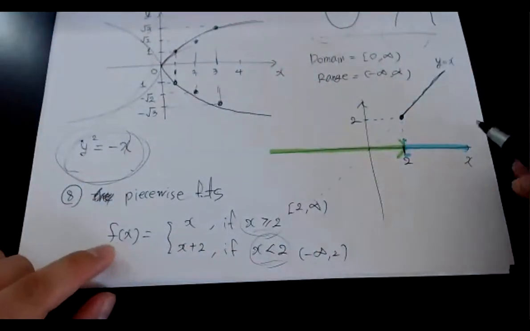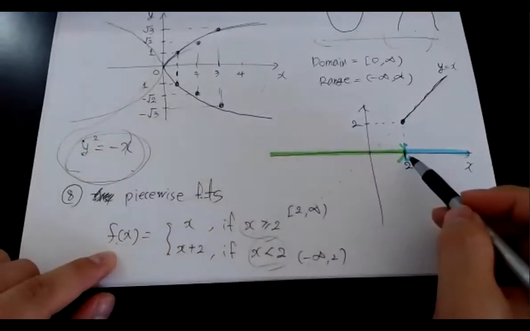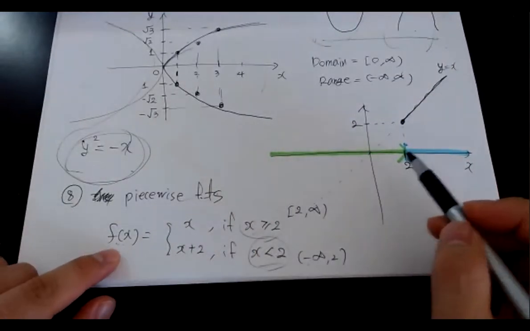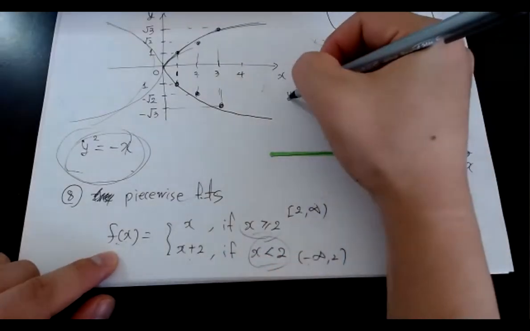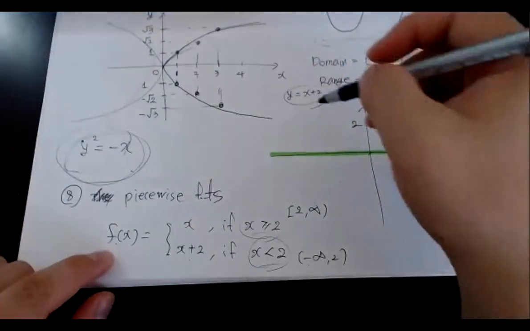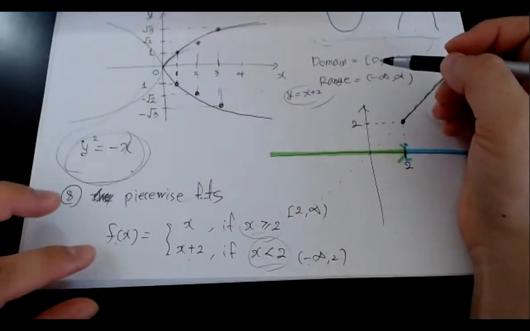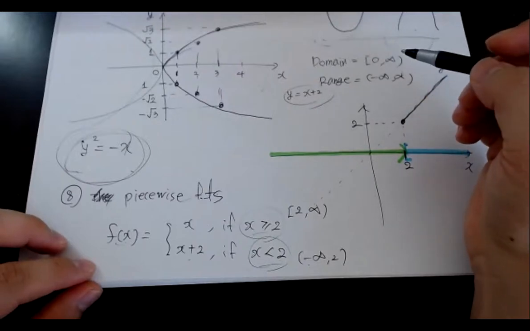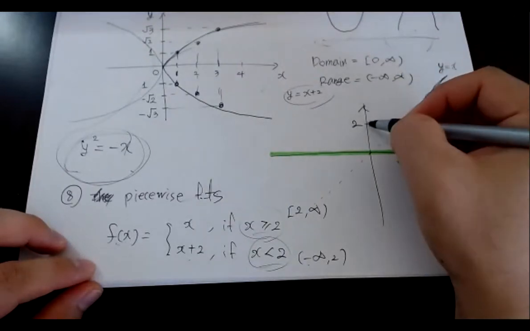Now what about the interval negative infinity to 2? On this interval, the graph of f of x must be y equals x plus 2, right? We plot this one using a dotted line, and then we figure out which part we have to cut out. So the graph of x plus 2 is this one.